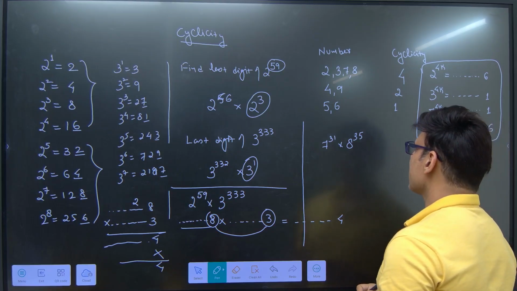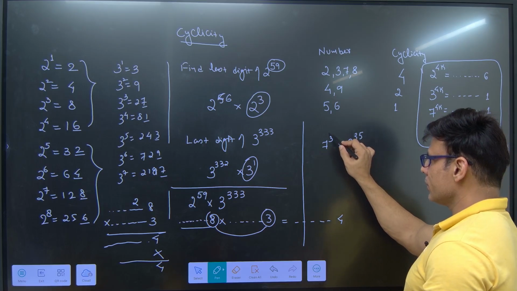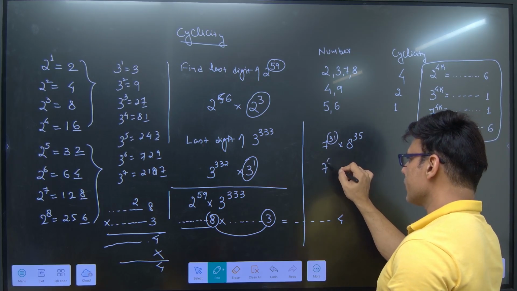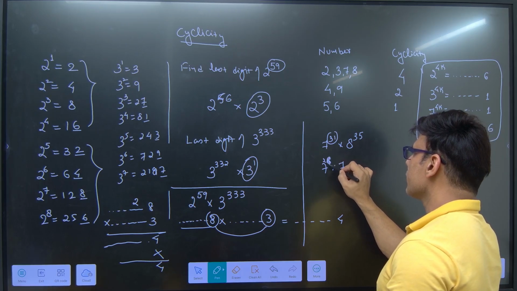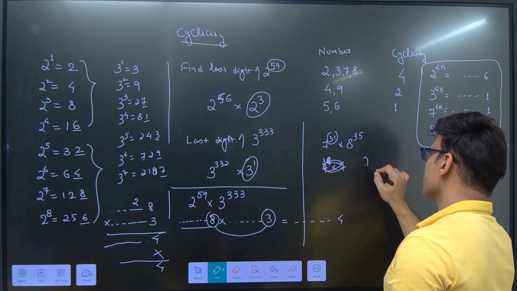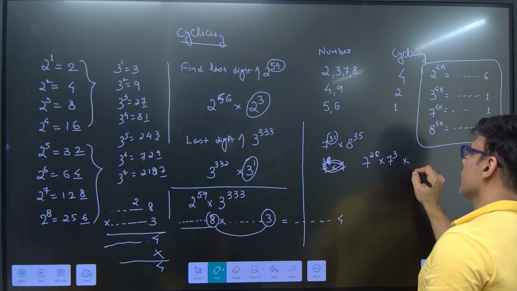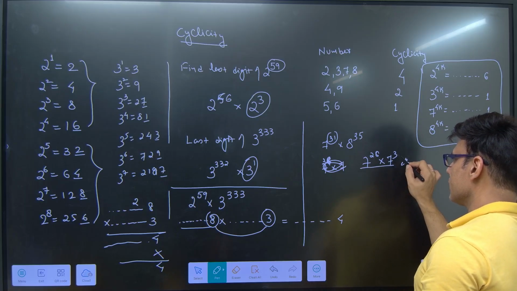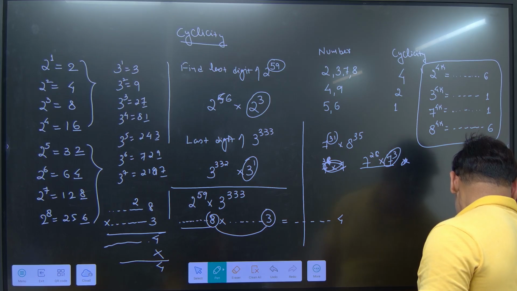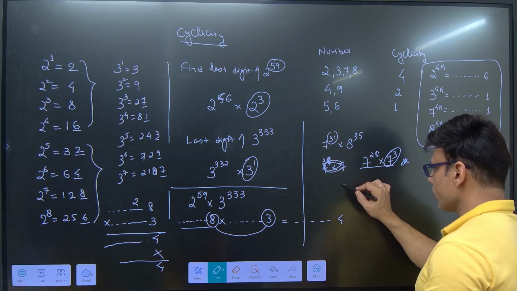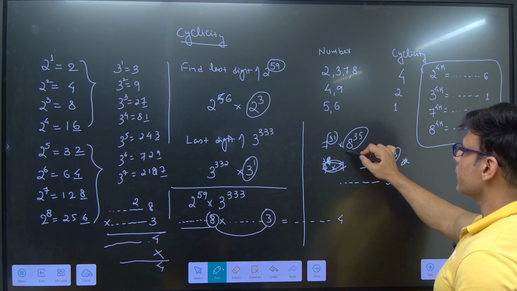Now what is the cyclicity of 7? 4. So break this 31 into 2 parts, 7 raised to power 28 into 7 cube, right? This is going to be a large number, but last digit will be what? 7 cube. What is 7 cube? 343. So last digit will be 3. Then 8 raised to power 35.